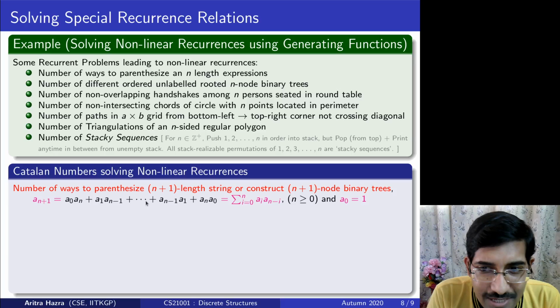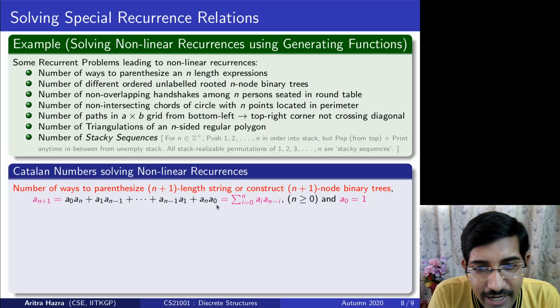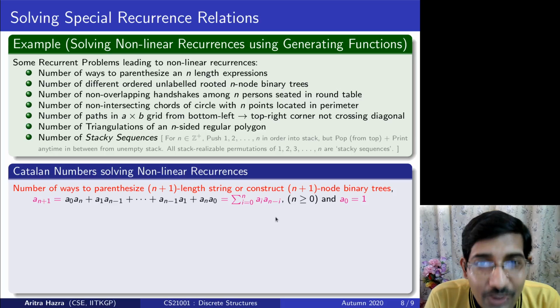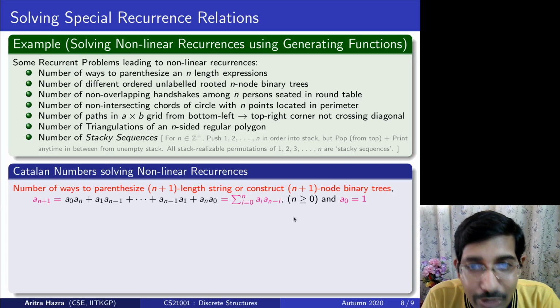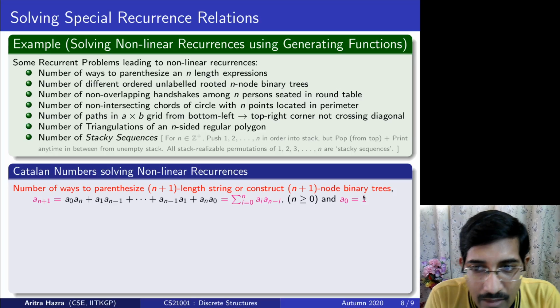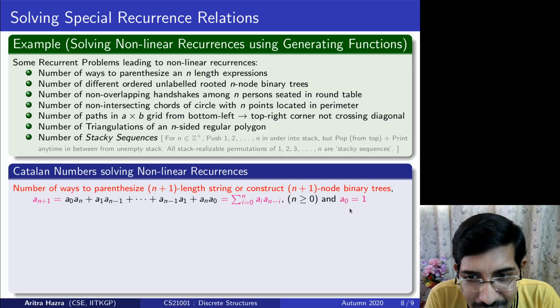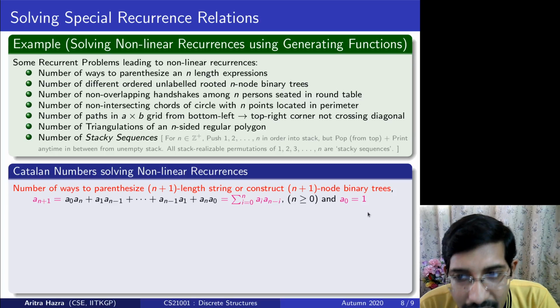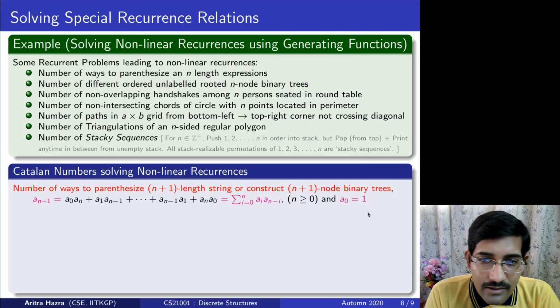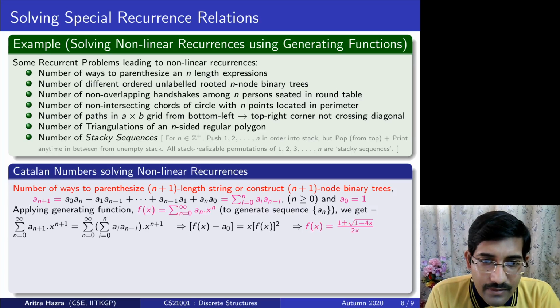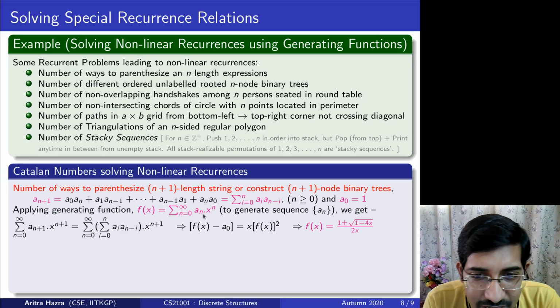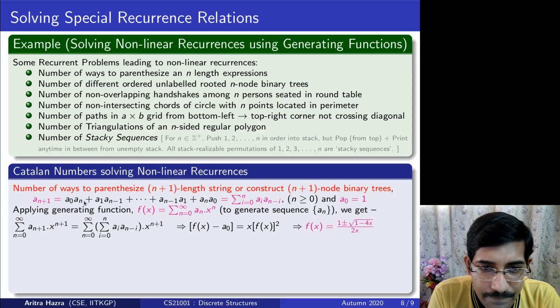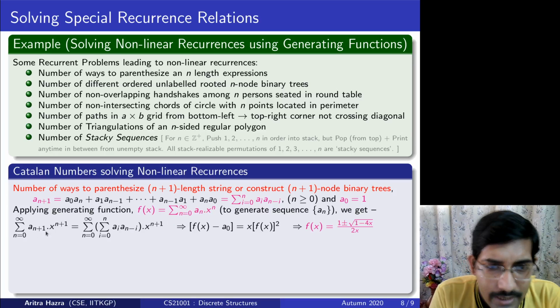So this is non-linear, a weird kind of recurrence which we never thought of in our previous encounter of generic recurrences. Obviously, if we have nothing, there is one way to parenthesize, that is you just put an empty bracket, nothing else. This is the base condition. Now we apply the generating function to get the coefficient of x to the power n as my answer. But here the generating function is of a different nature. So let us anyway try to apply it.